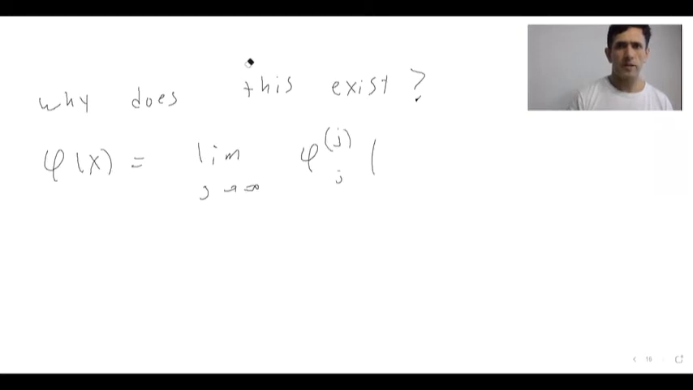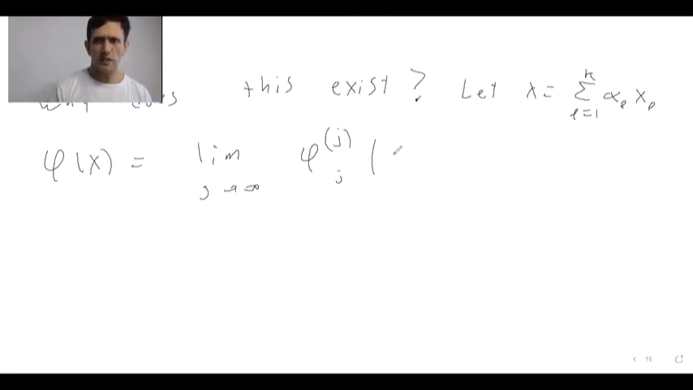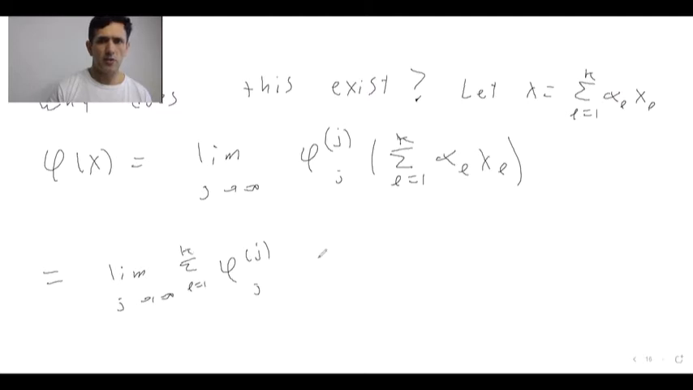So what is x here? Let's say x is just this linear combination, sum from l equals 1 to k of alpha_l x_l. And this limit fairly trivially exists because we just use linearity of each one of these, and we can trivially interchange finite sums and limits.